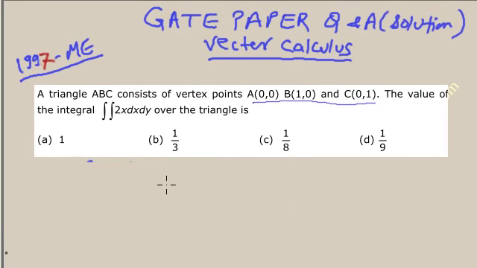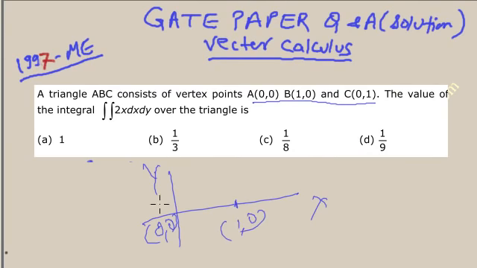If you draw the triangle, it will come like this. If this is x, this is y, the first point is 0 0, the second point is 1 0, and the third point is 0 1. So this is the line, this is the area for which you are required to find out the double integration.